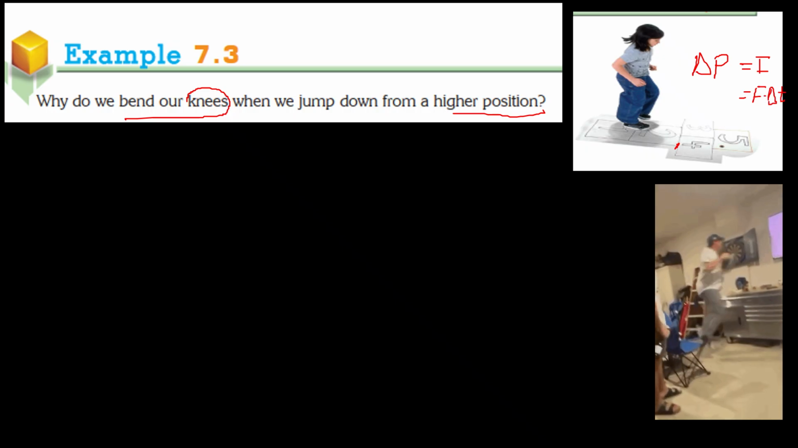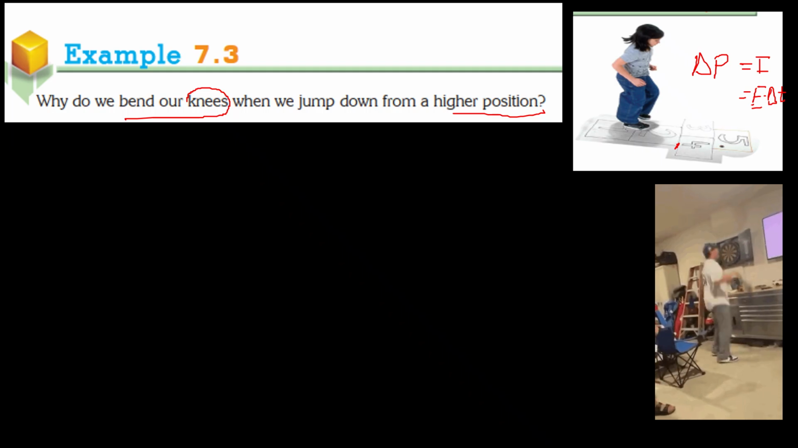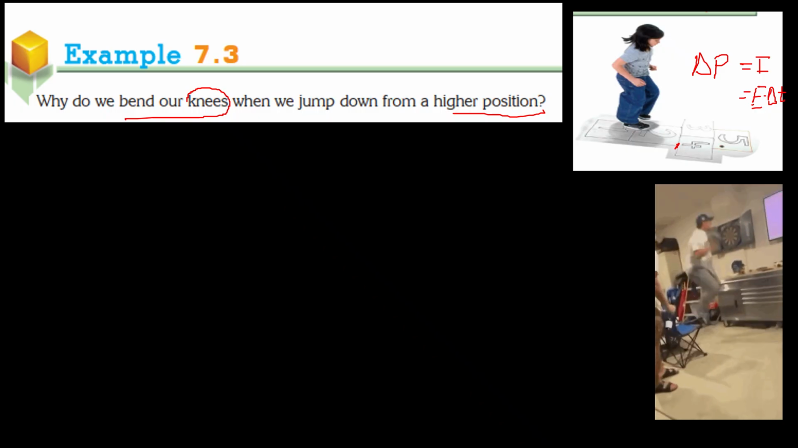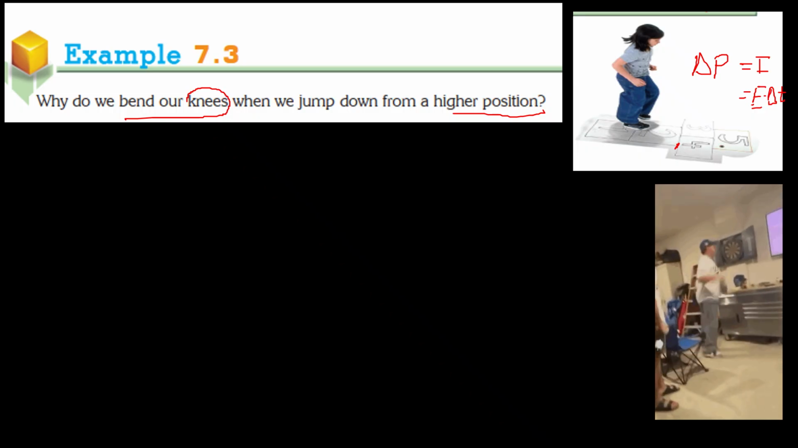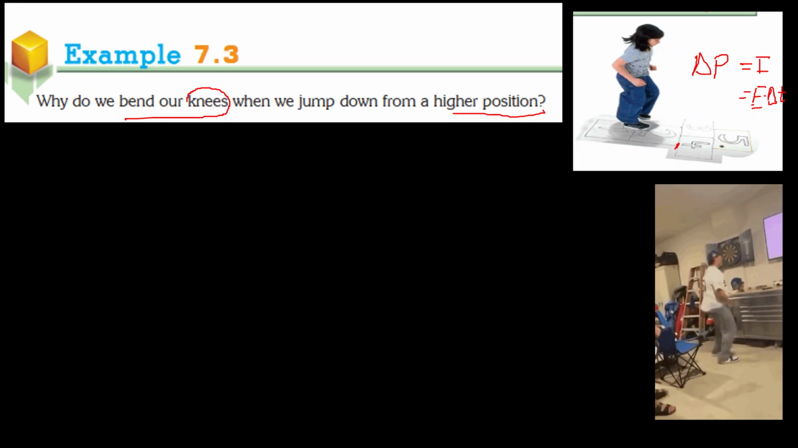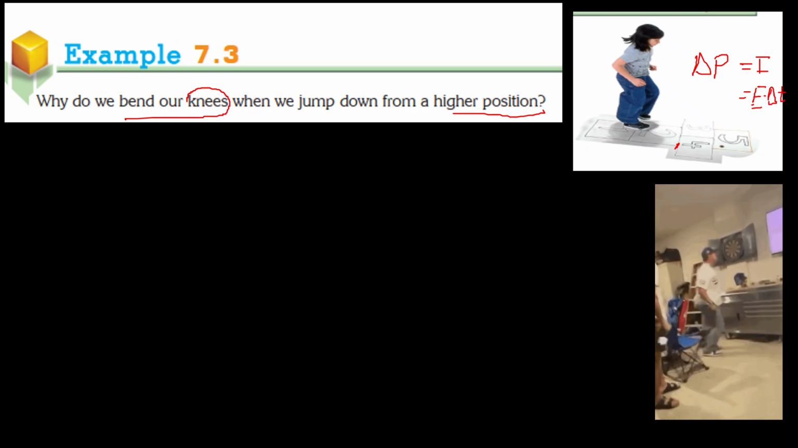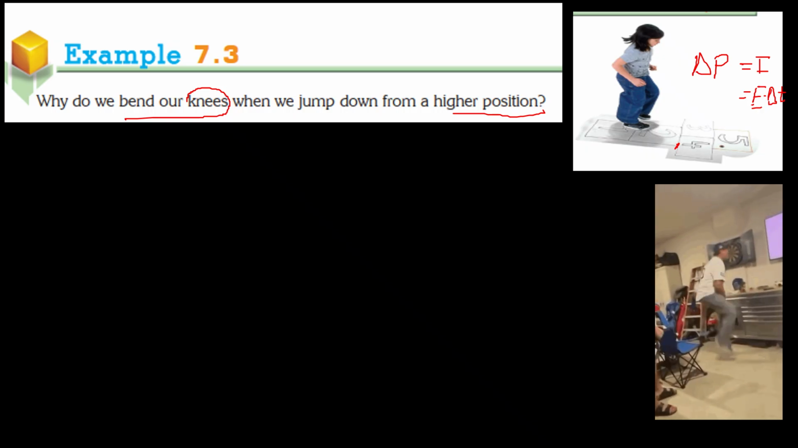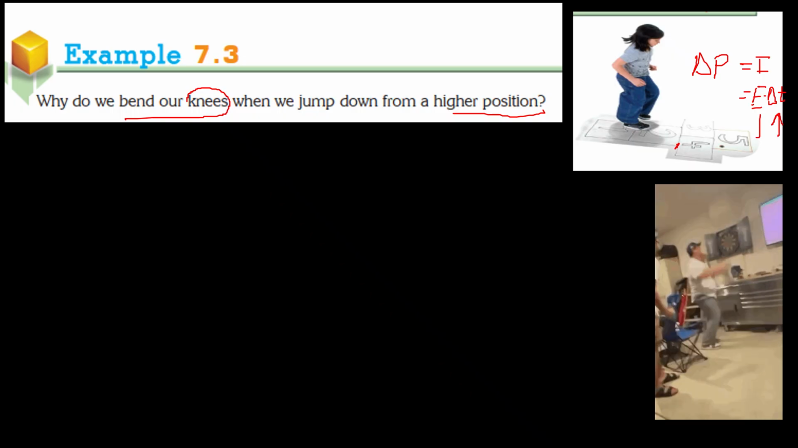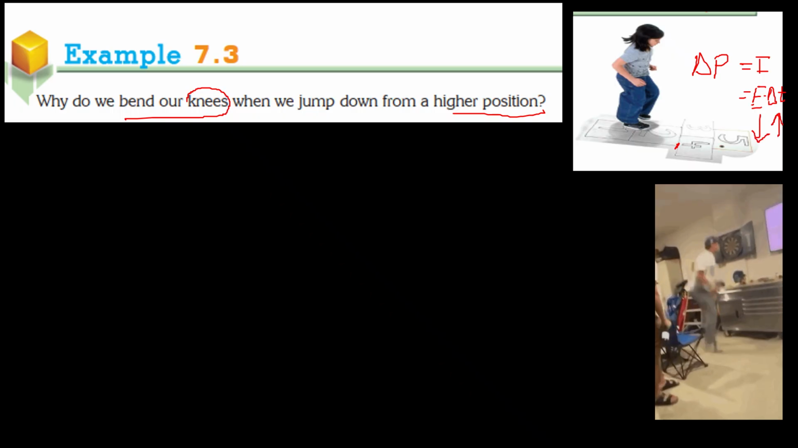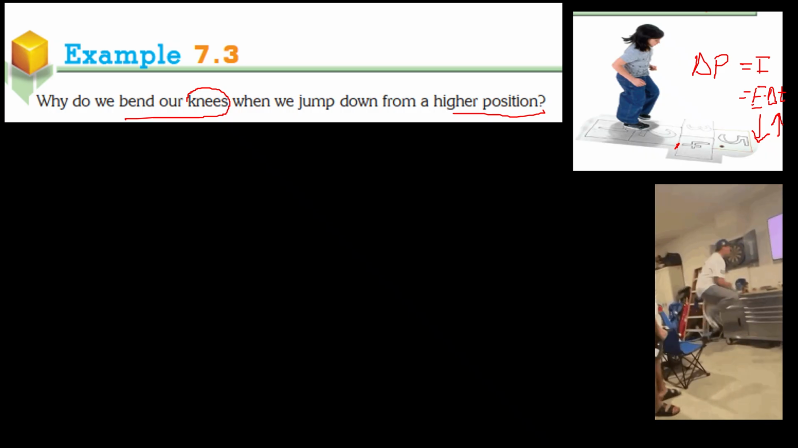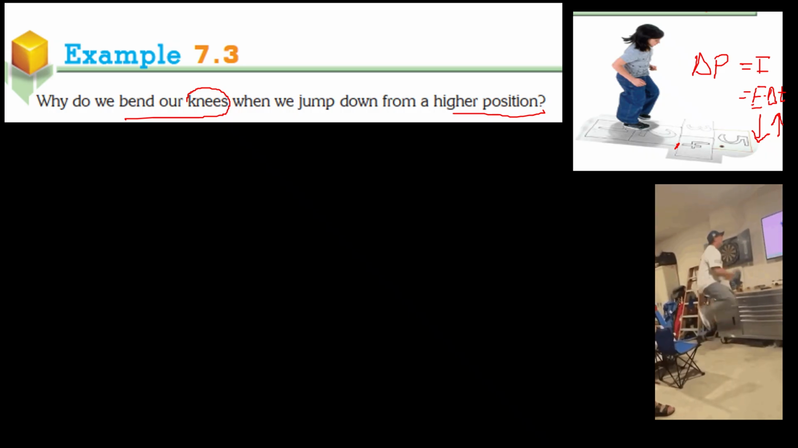If you jump without bending your knees, the time of collision with the ground will be very small. And if the time is small, the force will be higher. That can damage your joints. But if you bend your knees, what you are doing is increasing the time of impact when you strike the ground. By increasing the time of impact, you are decreasing the force on your joints. In this way, you save yourself from injury.